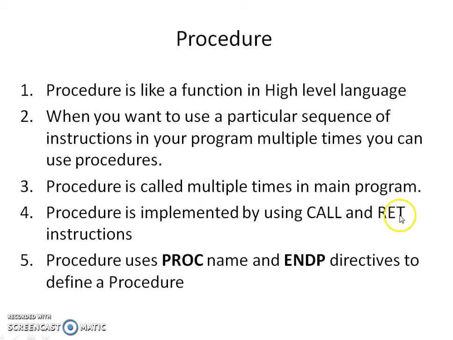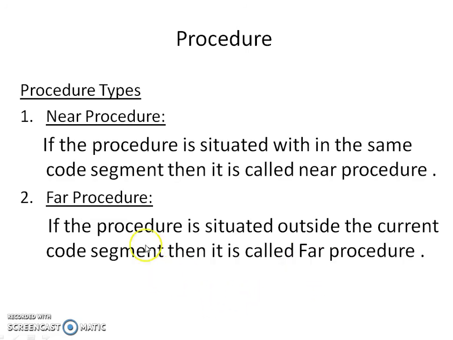The return instruction transfers the control from the procedure to the mainline program, and a procedure is defined with the assembler directives PROC and ENDP. Assembler directives are used to define a procedure. Coming to the types of procedures, there are two types: near procedure and far procedure. If the procedure is situated in the same code segment, it is called a near procedure, and if the procedure is situated outside the current code segment, it is called a far procedure.